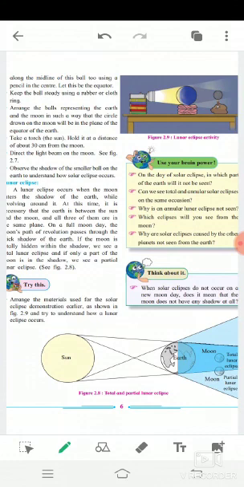Now see figure 2.8, total and partial lunar eclipse. Here are given the sun, earth and the moon. So see, the total lunar eclipse and the partial lunar eclipse, both conditions are given here.